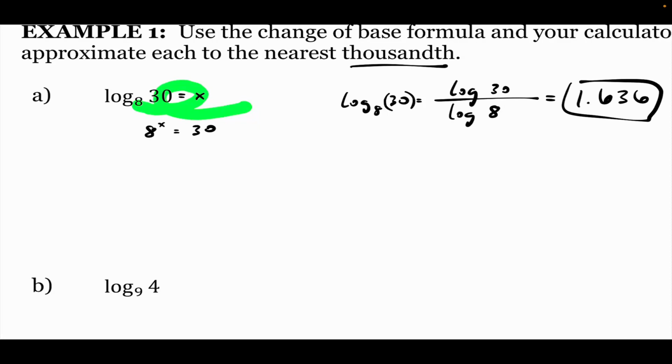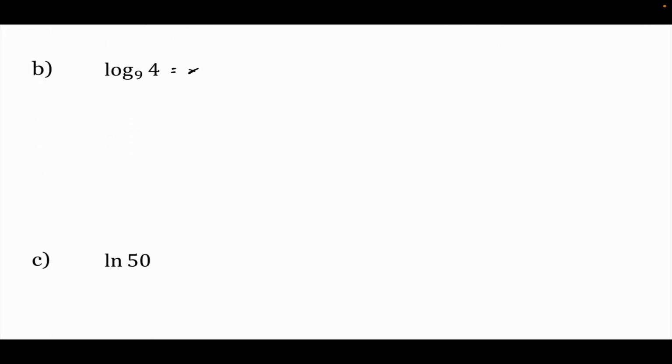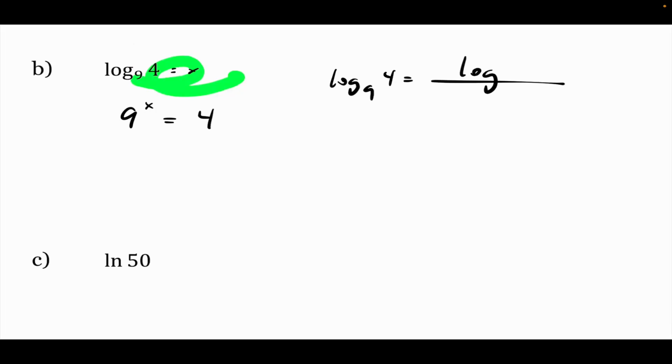Okay. All right, let's do the next one. Again, first thing, try the loop trick. If it works, great. If it doesn't work, we'll use change of base. So what power is it going to take to make 9 into 4? No clue. All right, then let's use the change of base. Take log of 4 over log of 9. Go to my calculator.